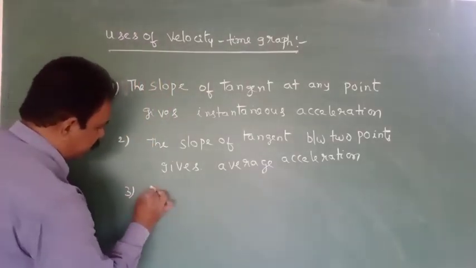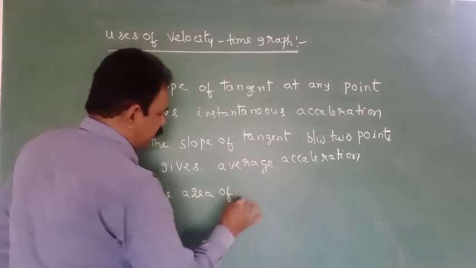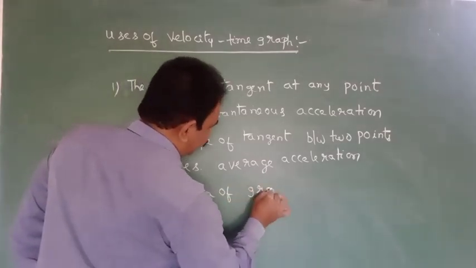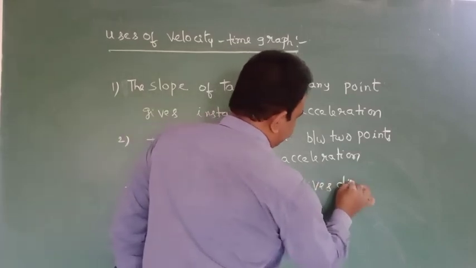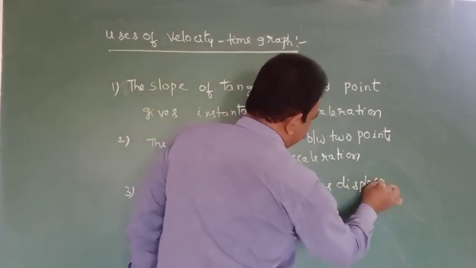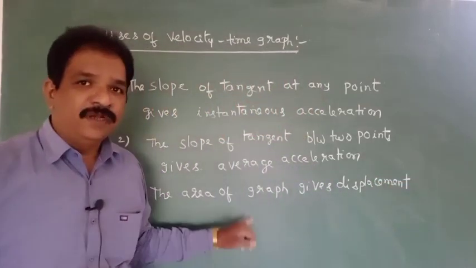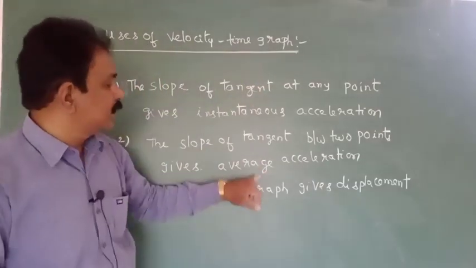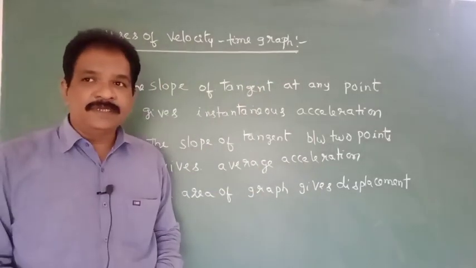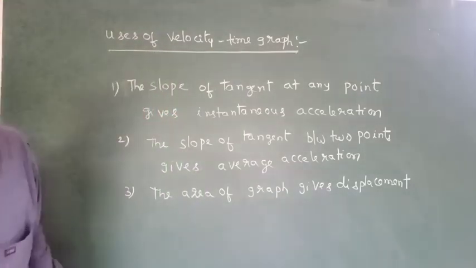Next, third one. The area of the graph gives displacement. The area of the graph will give displacement. So these are the uses of velocity time graphs. Clear? Next.